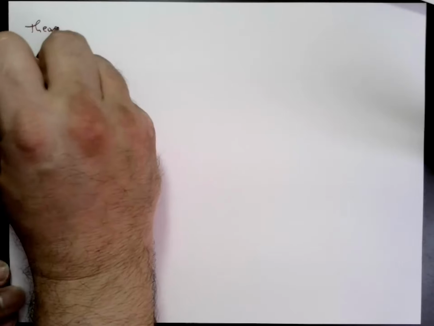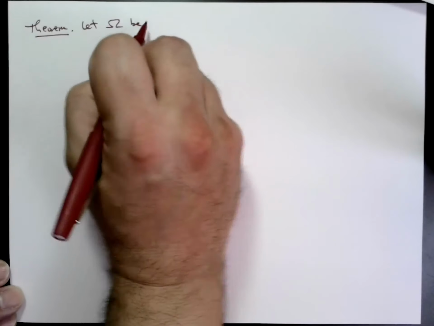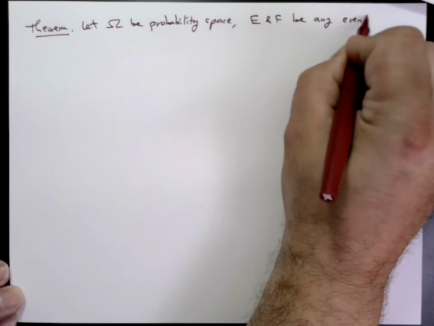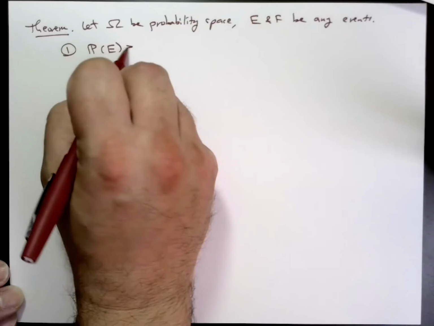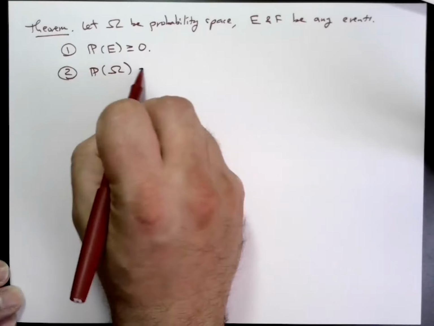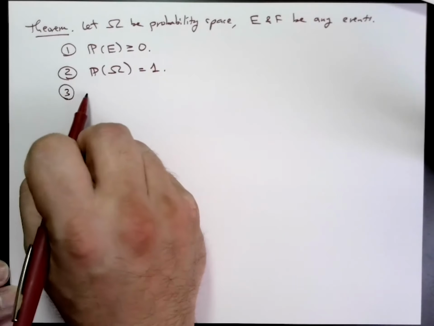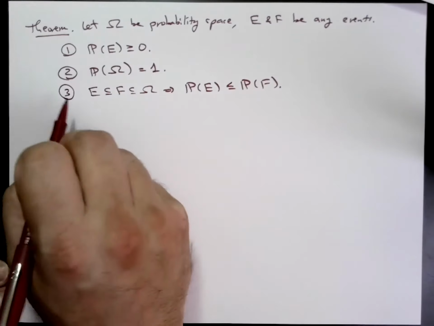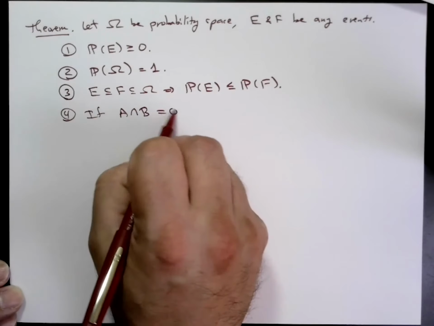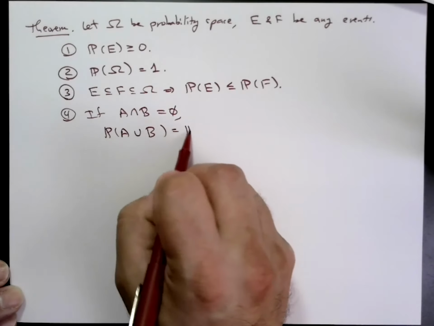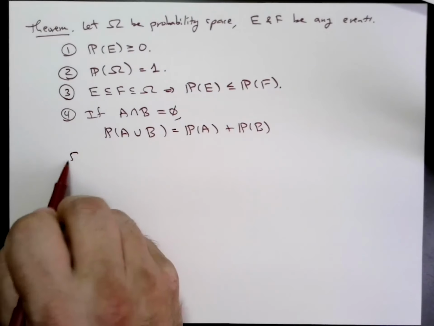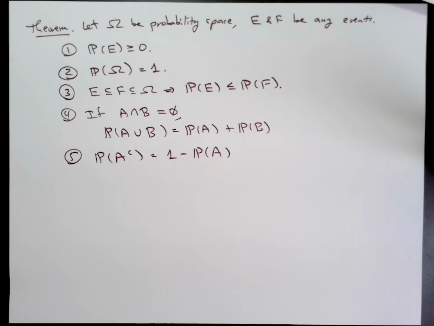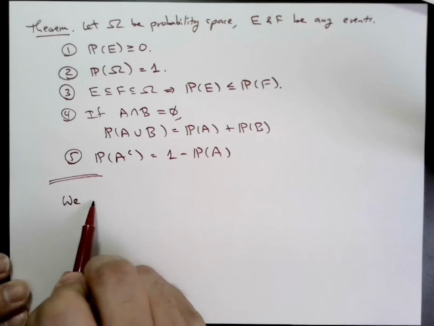Okay, now let's state and prove a theorem. It has 5 parts. Let omega be a probability space, and E and F and A and B are all going to be events. We have 5 facts that follow out of this. The probability of any event is non-negative. The probability of omega must be 1. If E is a subset of F, then the probability of E is less than or equal to the probability of F. If A and B are disjoint, then the probability of the union is the sum of the probabilities. And finally, the probability of A complement is 1 minus the probability of A.